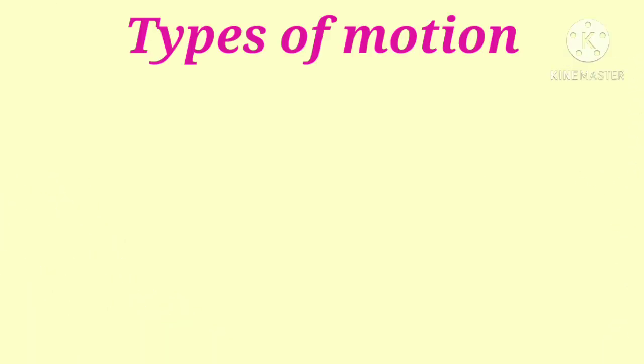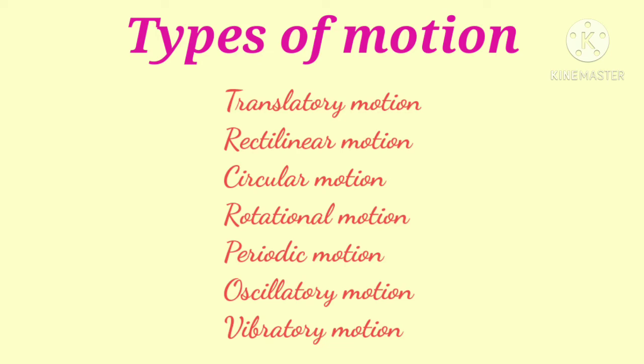Let us see about the types of motion. Translatory motion, rectilinear motion, circular motion, rotational motion, periodic motion, oscillatory motion and vibratory motion. We will see the first one, translatory motion.